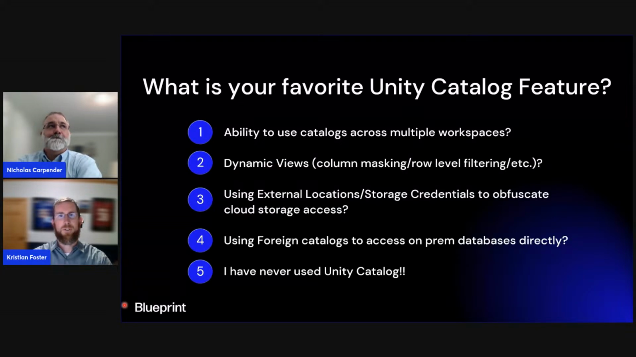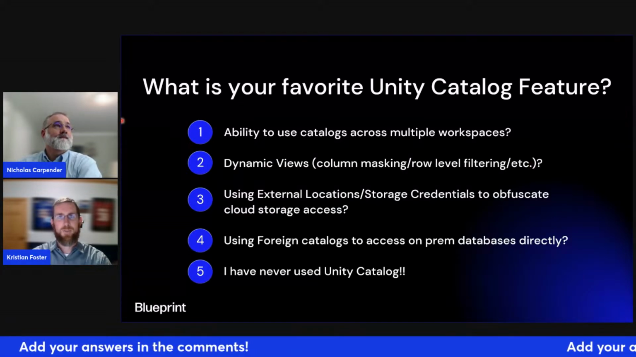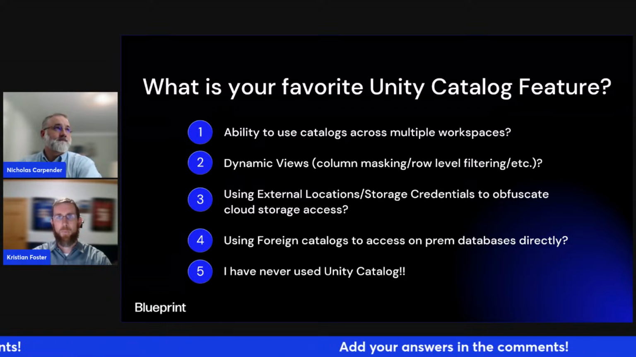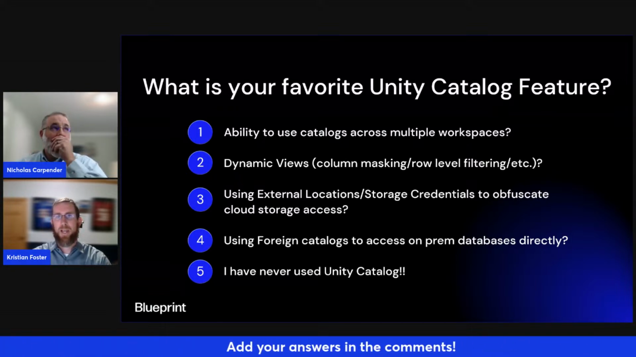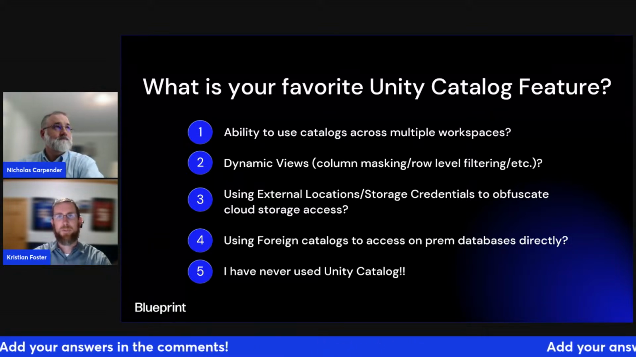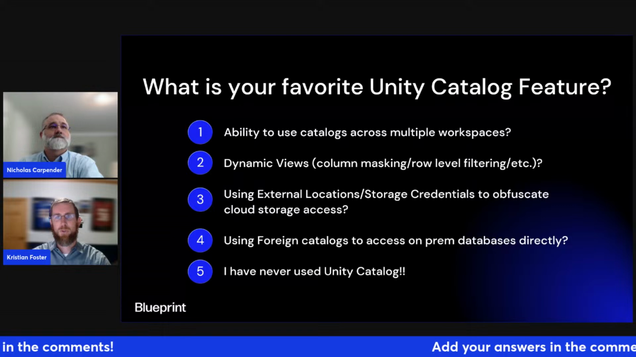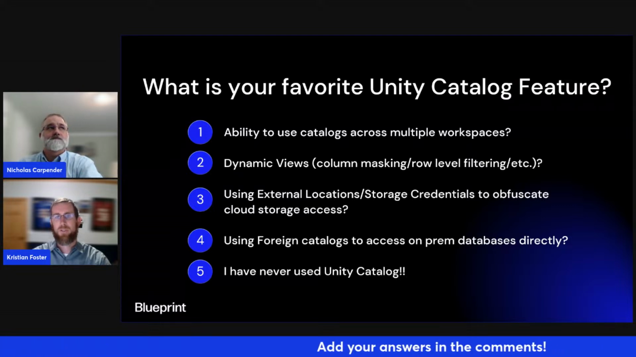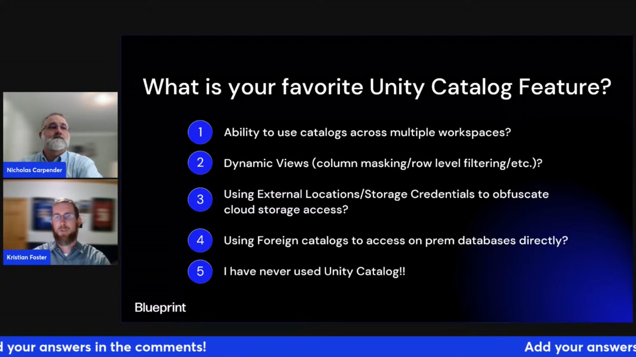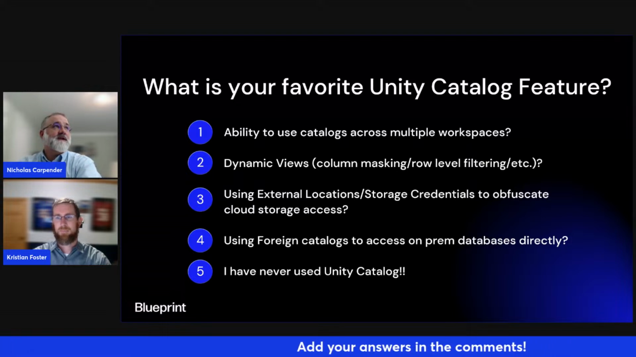All right, our first question for today is, what is your favorite Unity Catalog feature? 1, is the ability to use catalogs across multiple workspaces. 2 is dynamic views. 3 is using external locations to store credentials. 4, using foreign catalogs. 5, I have never used Unity Catalog. So if you get a chance, you can go to the chat and put your answer there.